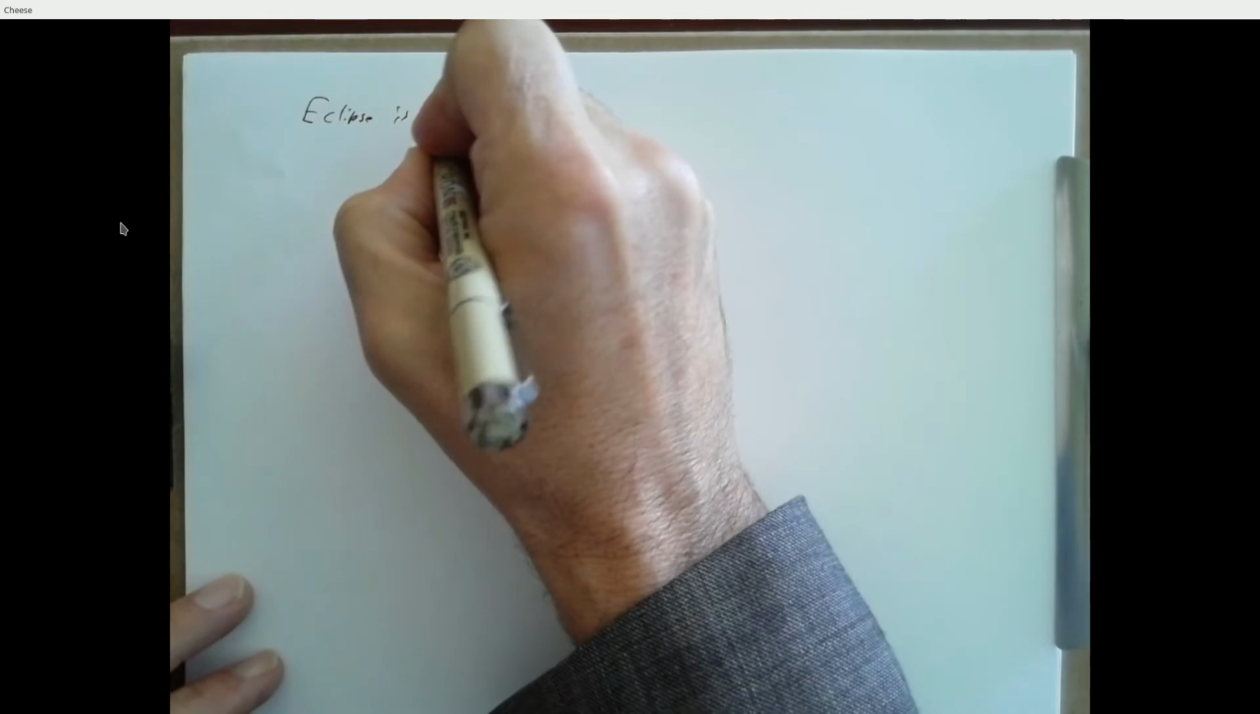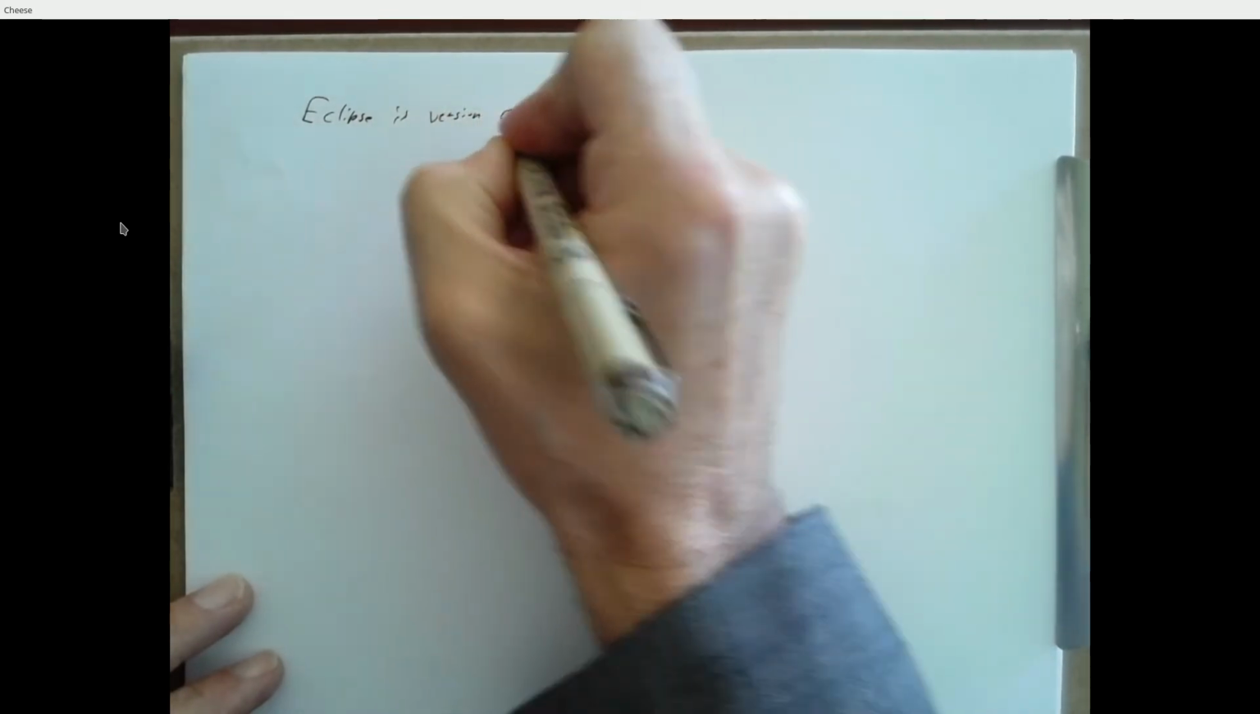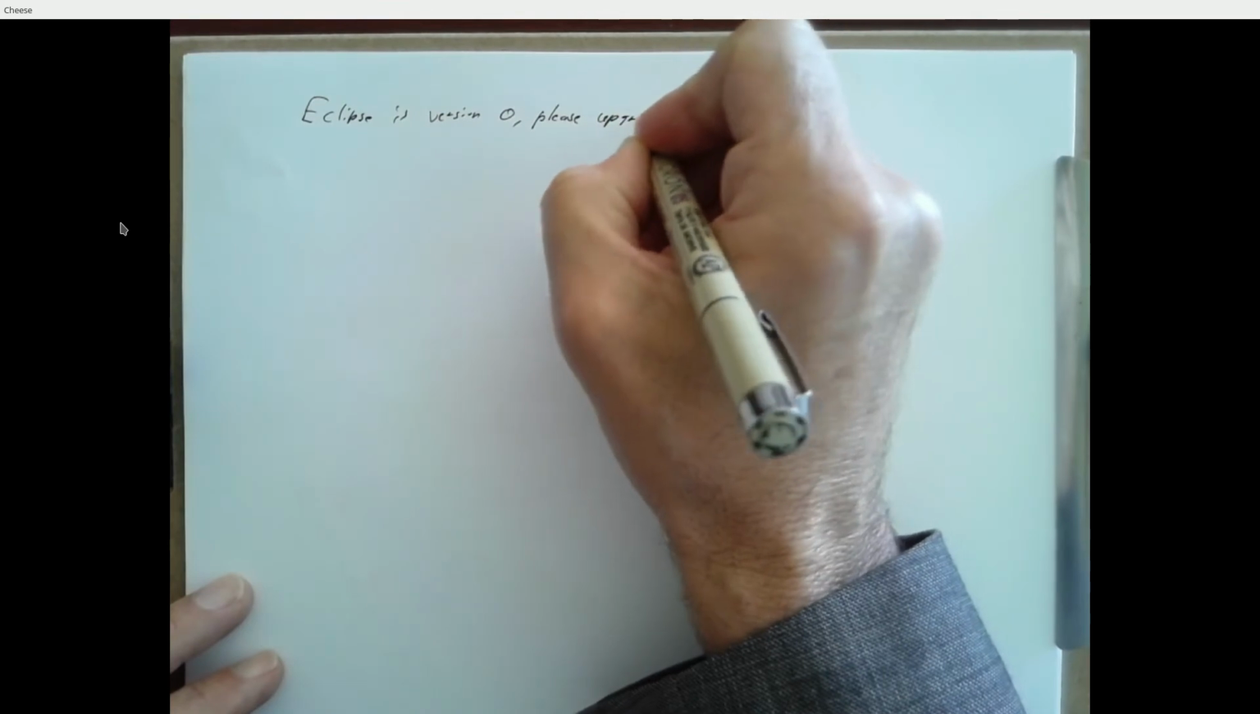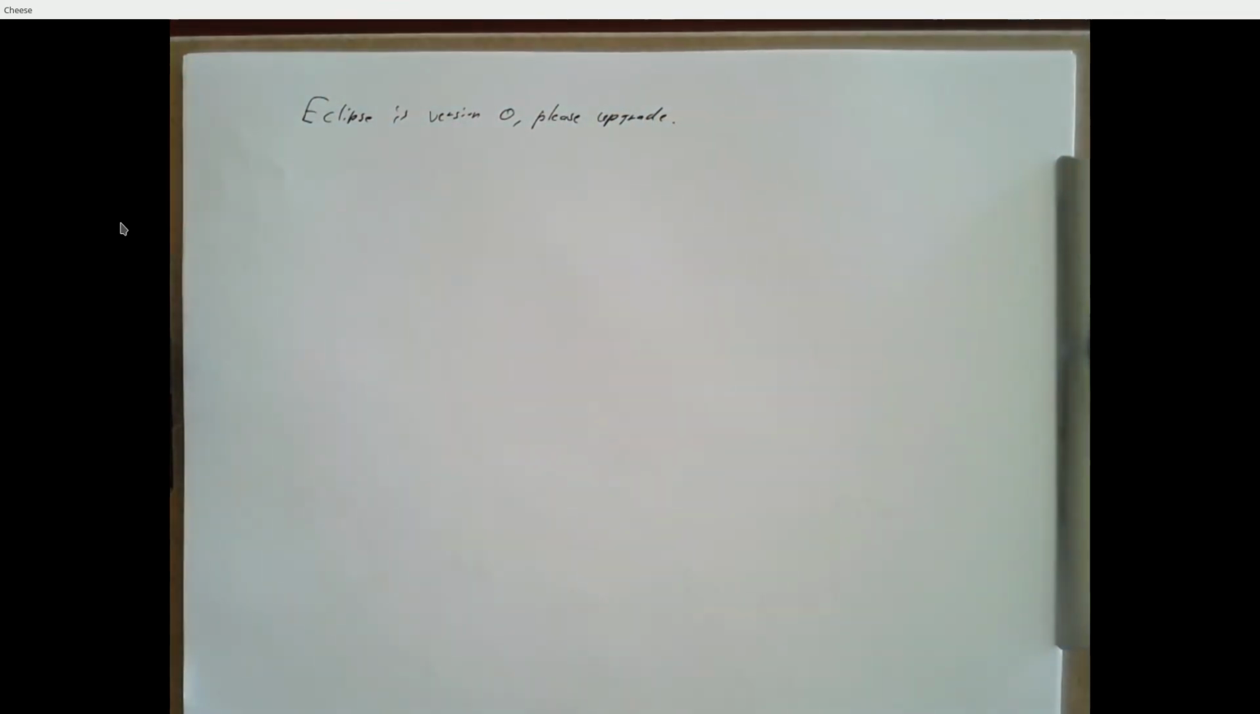Eclipse is version 0. Please upgrade. And it refuses to run Window Builder. Oh yeah. And this is an established bug. It's on the list of bug reports. So what's going on here?